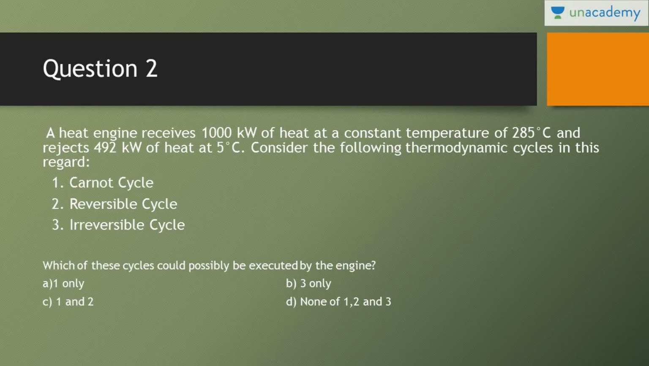Question number two. A heat engine receives 1000 kilowatt of heat at a constant temperature of 285 degrees Celsius and rejects 490 kilowatt of heat at 5 degrees Celsius. Consider the following thermodynamic cycles in this regard: Carnot cycle, reversible cycle, irreversible cycle.